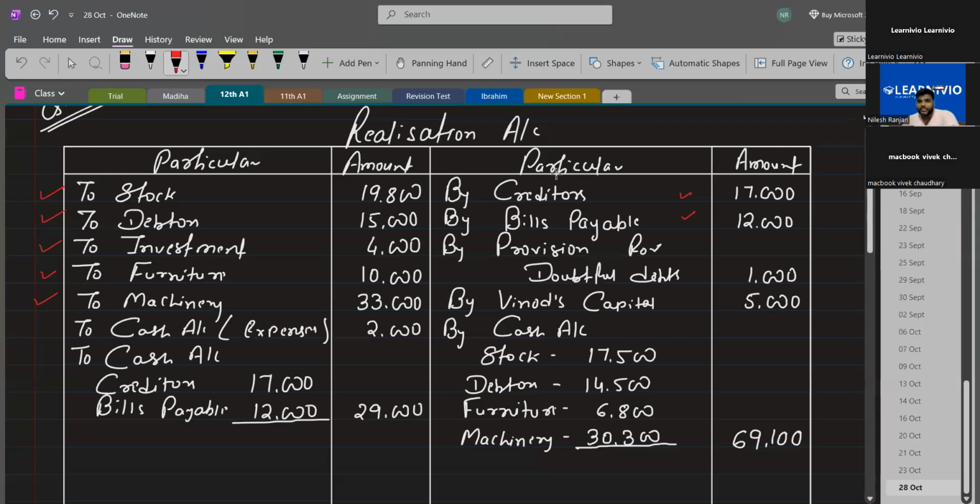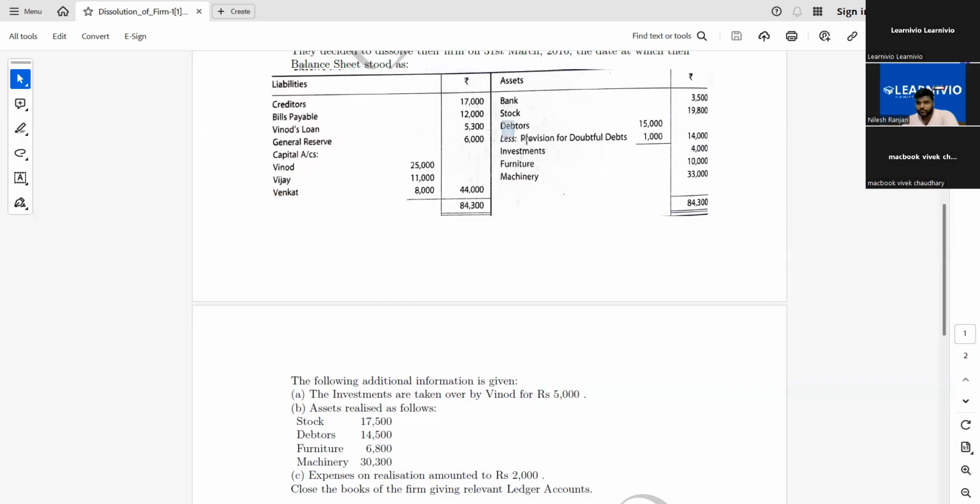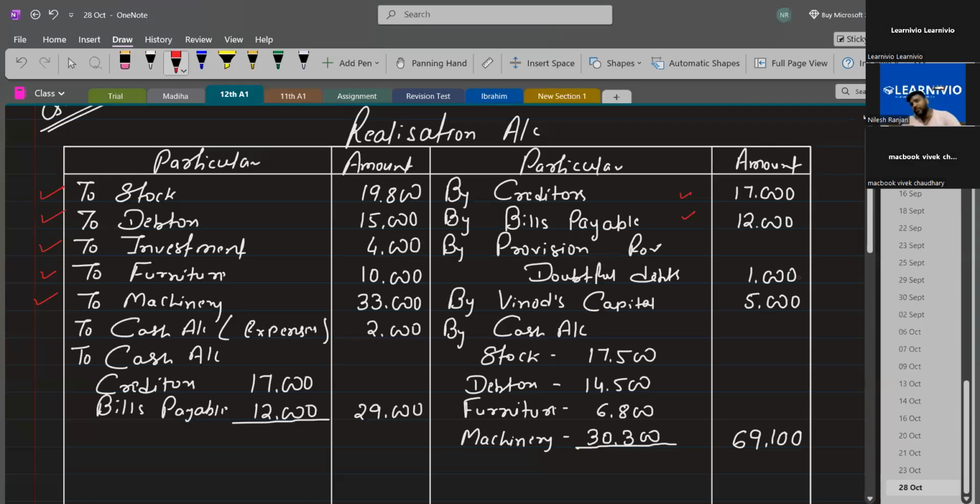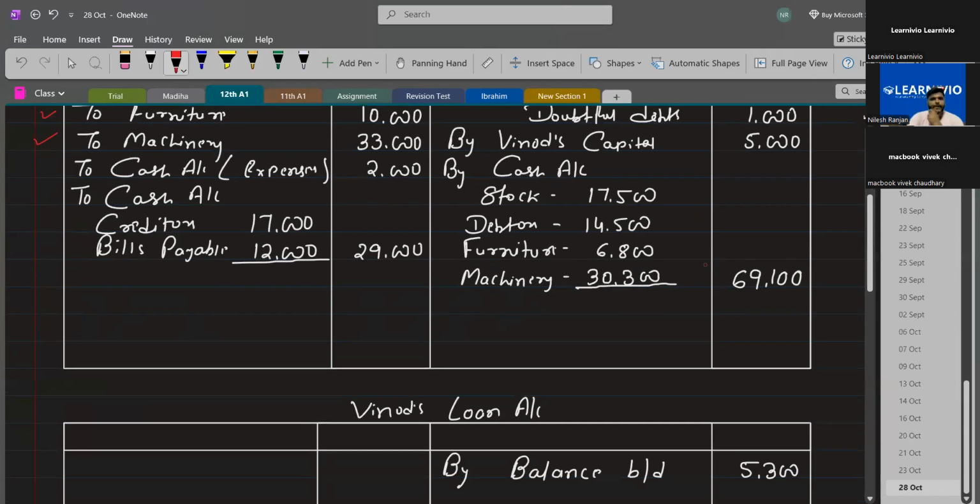Along with debtors, there is a provision. So I have written debtors on the debit side and provision on the credit side. So the net amount is 14,000. You can see here, debtors 15,000, provision 1,000. You have to write like this. Okay.